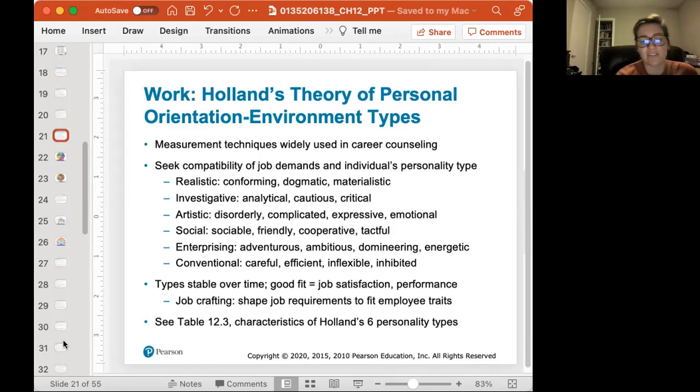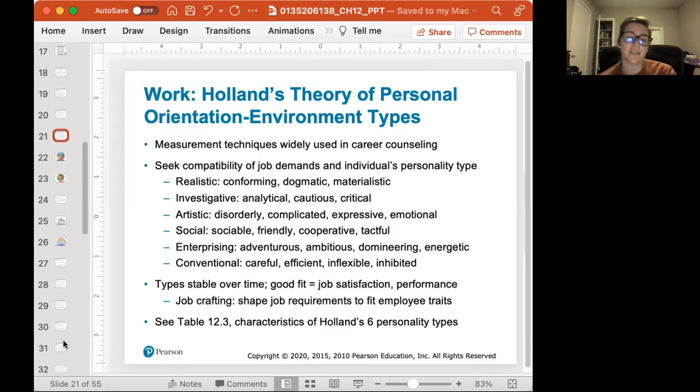And the conventional side of self would be careful, efficient, inflexible, and inhibited. The types are stable over time. So a good fit means job satisfaction. So a good job fit means job satisfaction and good performance.